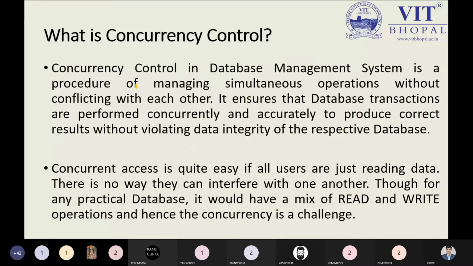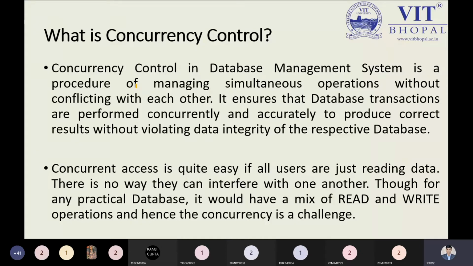So please listen carefully. Concurrency control in the database management system is a procedure of managing simultaneous operations without conflicting with each other. So that is the point you have to keep in mind. It means we can perform many read and write operations, and all the operations should belong to the non-conflict operations. So that is where concurrency control will play an important role.